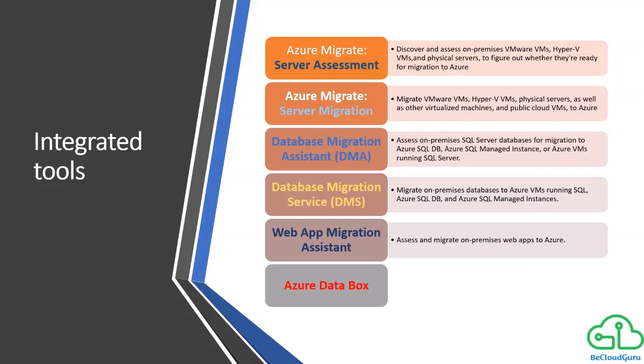If you have a lot of data which you cannot transfer to Azure with either a site-to-site VPN, your ExpressRoute, or the public internet, you can make use of the service called Azure Data Box, where you can order a disk from Microsoft. You can copy your data and send it back to Microsoft, and Microsoft will put it back. So you can use that as well. These are the default tools, or the Microsoft tools.